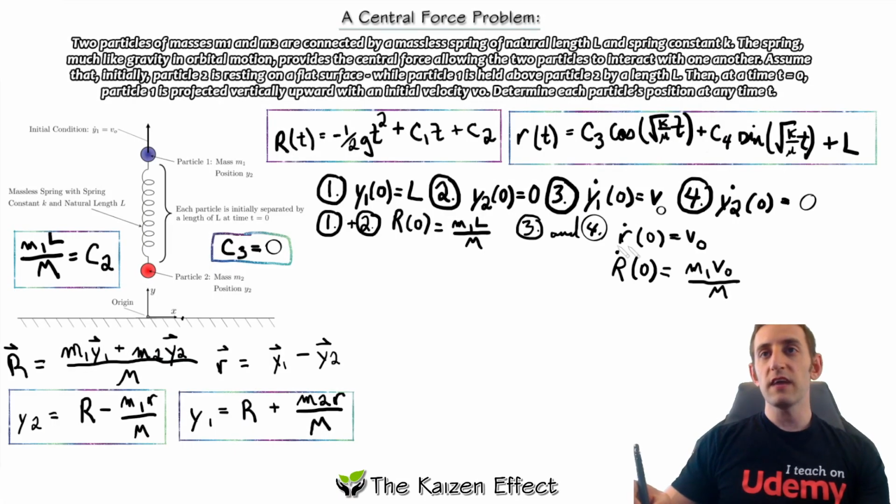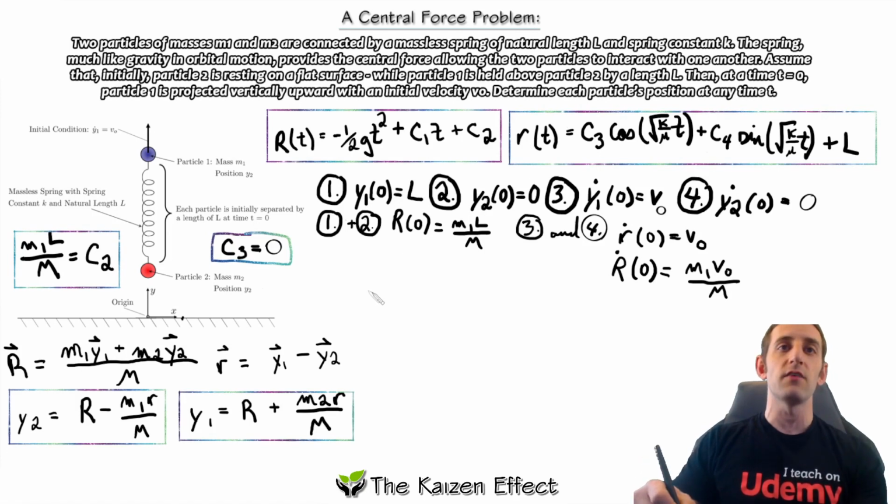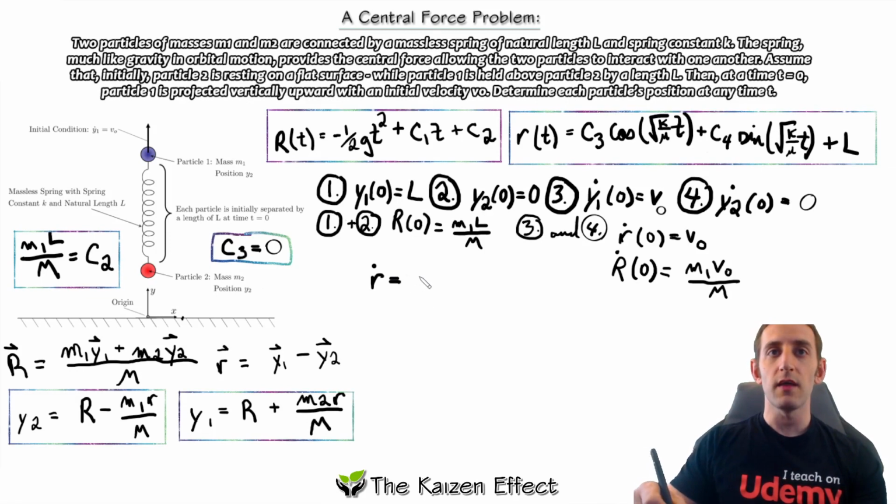Okay, chugging along. Next, we want to tackle the derivatives, but in order to do so, we need to take the derivatives of these guys. So we're going to start by saying that R dot is equal to, we found C3 is nothing, so we get a C4. The derivative of sine is cosine, and this guy pops out.